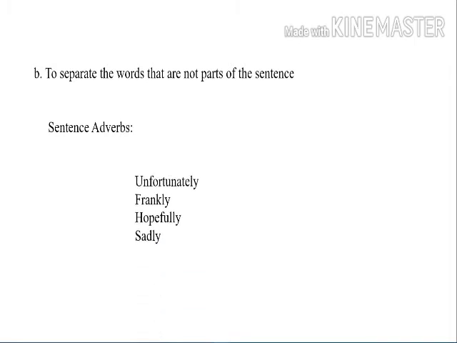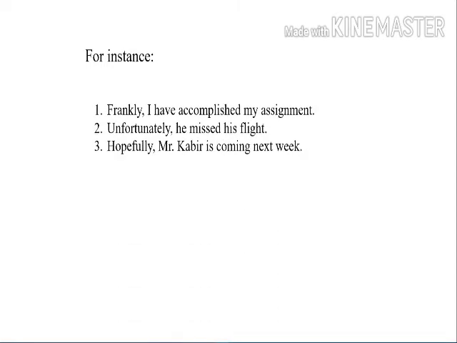So, for example, sentence adverbs: unfortunately, frankly, hopefully, sadly. These are all sentence adverbs. For instance, frankly, I have accomplished my assignment. Unfortunately, he missed his flight. Hopefully, Mr. Covey is coming next week.